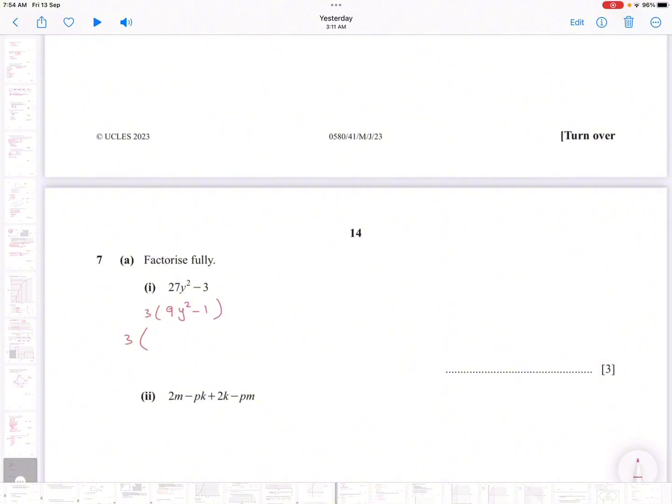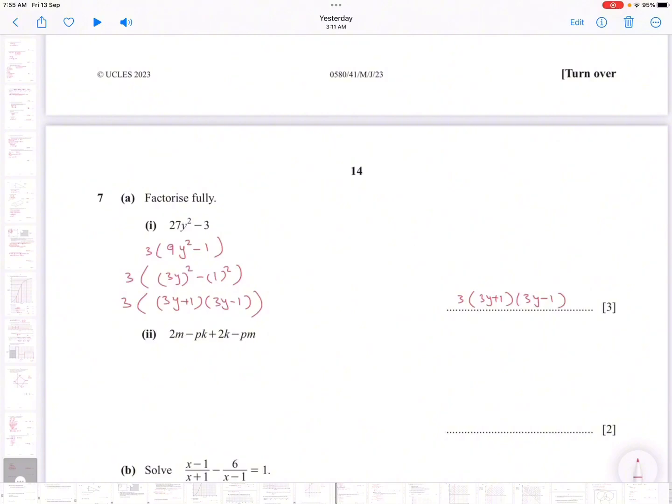Question number 7, factorize fully. So you take 3 common and you will have 9y squared minus 1 in the bracket. So 9y squared minus 1 looks like the identity a squared minus b squared. So 9y squared is the square of 3y and 1 is the square of 1. So you can write 3 bracket (3y plus 1)(3y minus 1). So this would be your answer.